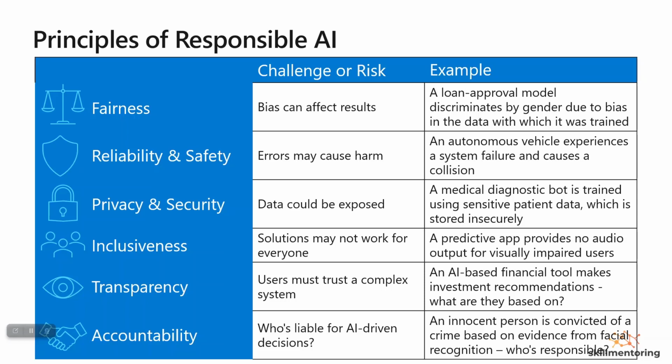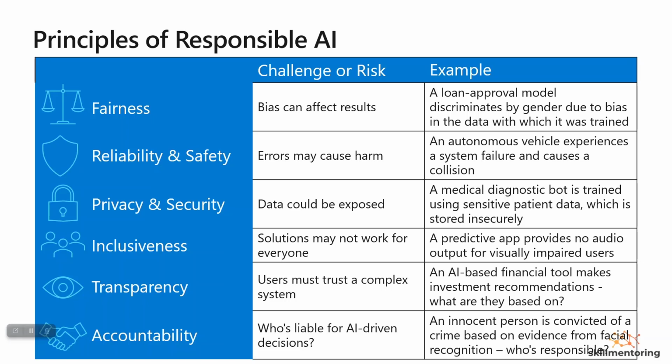Next is transparency. Now, trusting the artificial intelligence and trusting such systems which behave like human being and they are computerized has always been a contentious issue. An AI-based financial tool makes investment recommendations. Now, the customer needs to know on what basis they have been made, and user should be able to trust a complex system, and therefore it should be transparent. Last is accountability.